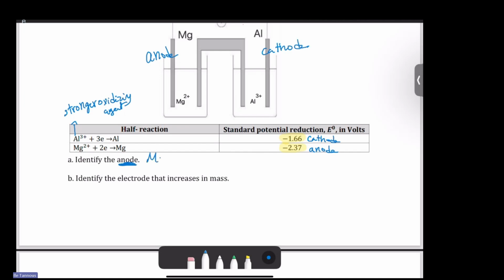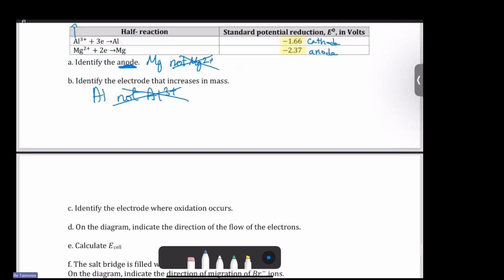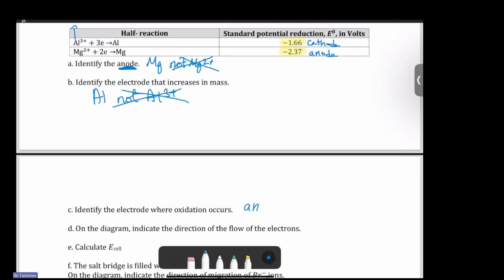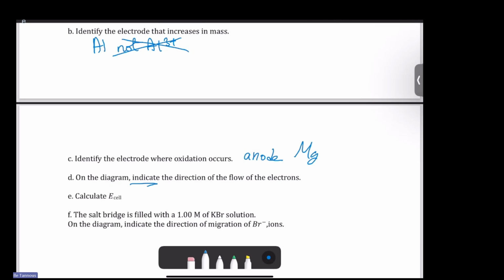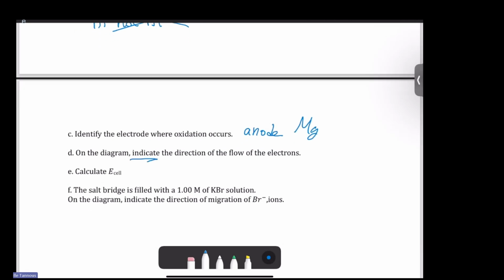Identify the anode. So you say Mg and not Mg2 plus. That's wrong. Okay. Identify the electrode that increases in mass. It's the one that gains electrons, the one that undergoes reduction. So it's aluminum and not Al3 plus. You cannot say Al3 plus. Next question. Identify the electrode where oxidation occurs. It occurs at the anode, which in this case is Mg. On the diagram, by the way, this is a question that was given in an end of year exam.